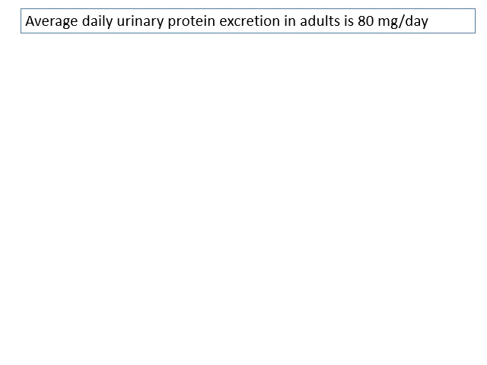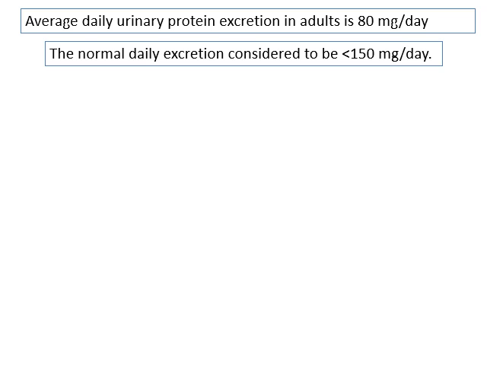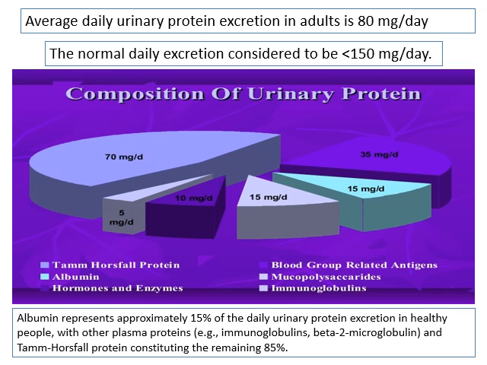Normally, the average adult excretes a daily amount of protein which shouldn't exceed 150 mg per day. And this is the composition of the daily protein excretion. We can see that 15% of this daily protein excretion is albumin, and the remaining 85% is composed of different proteins, including tubular lining, horse fat proteins, hormones and enzymes, mucopolysaccharides and immunoglobulins. The normal daily albumin excretion shouldn't exceed 30 mg per day.